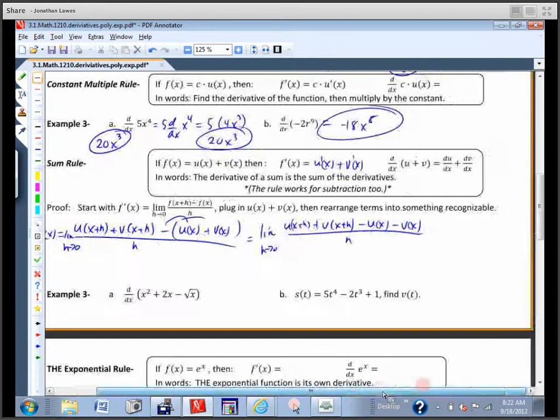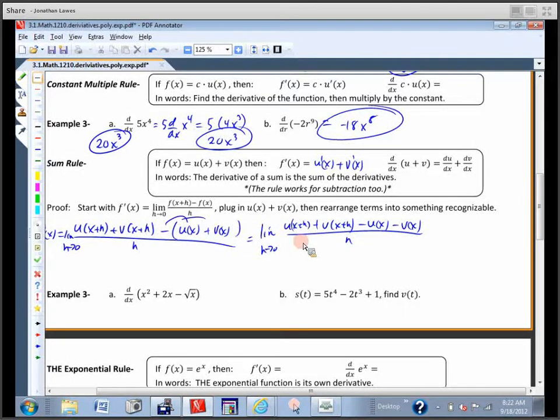So this is going to be the limit as h approaches 0 of u of x plus h plus v of x plus h, then minus u of x minus v of x, all over h. Ideas now? Right, multiply the u and the v with the x plus h. Like distribute through here, is that what you're thinking of?